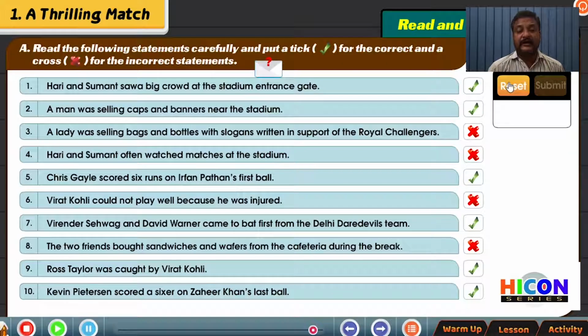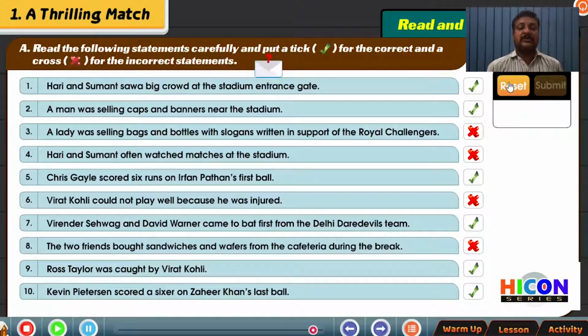Virender Sehwag and David Warner came to bat first for the Delhi Daredevils team. True. They are the openers. The two friends bought sandwiches and wafers from the cafeteria during the break. During the break time, yeah, they went to the cafeteria, but they bought orange juices and a big bag of popcorn, right? So that statement is wrong.